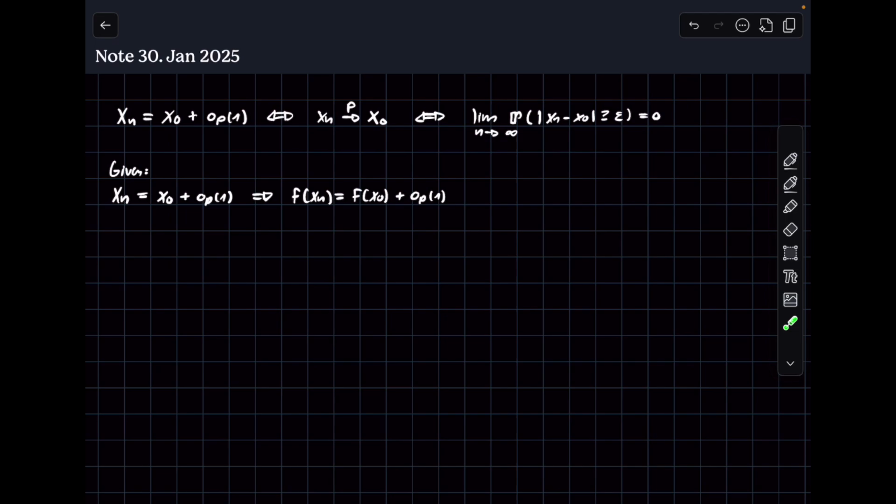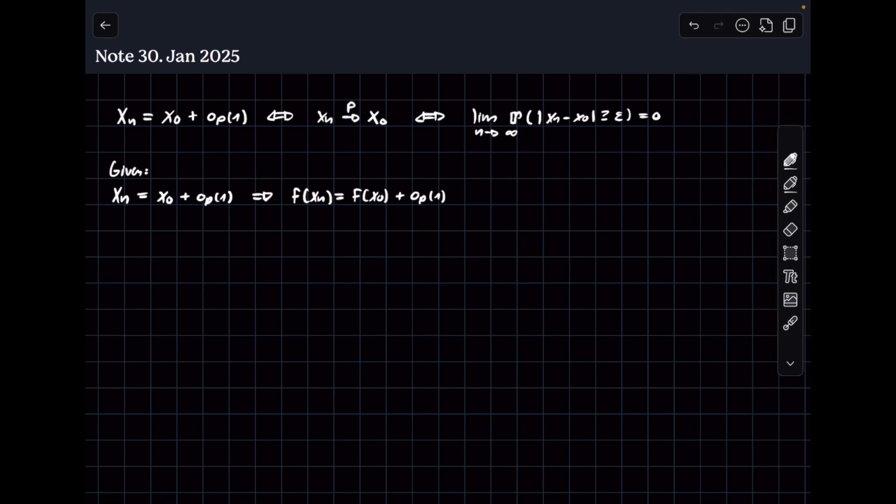So now we're given this exercise. X_n is equal to this, and this will imply that the function applied to X_n will also be convergent in probability to f of X_0. So how do we prove this?